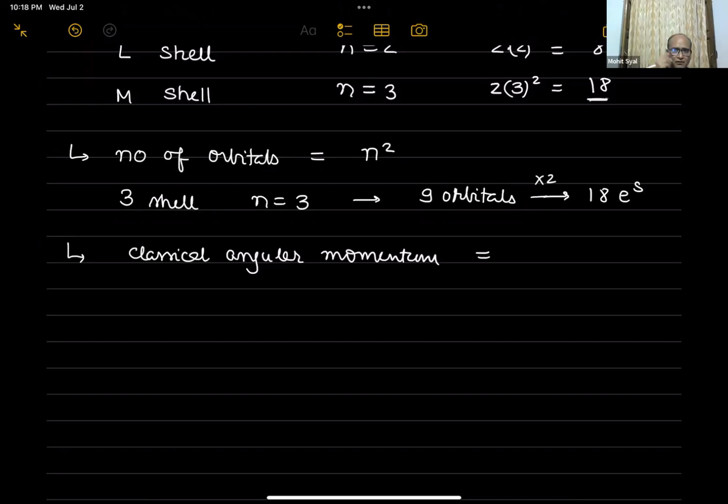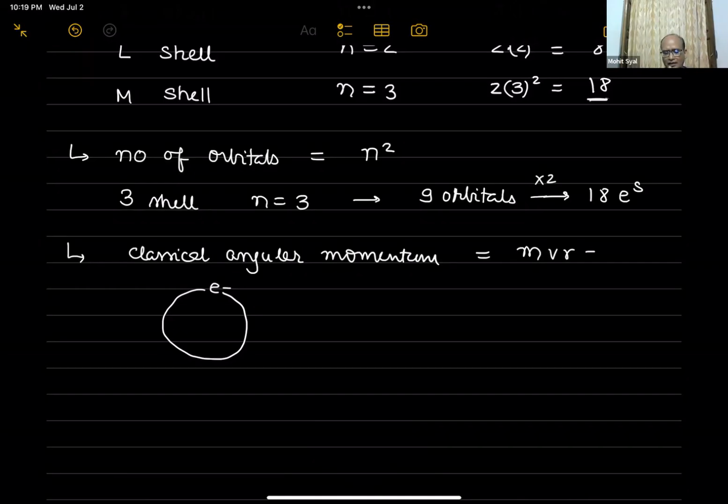Classical angular momentum is when you consider the electron to be a particle moving in a circle with radius r and mass m, so the angular momentum is mvr. Classical means you treat it as a classical theory, where you treat the electron as a particle. You need to get the mass of the electron, the velocity of the electron, and the radius, and multiply them all.